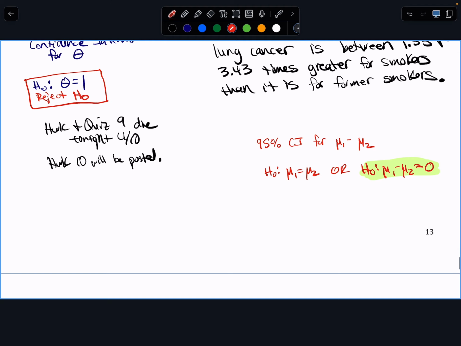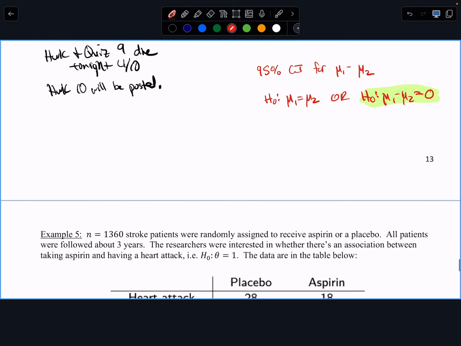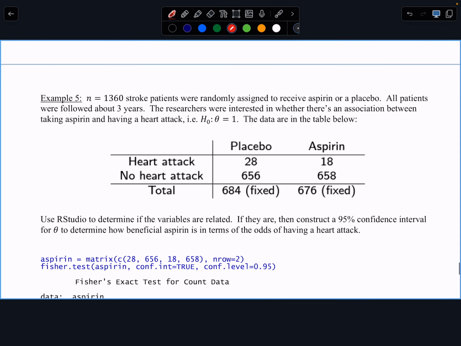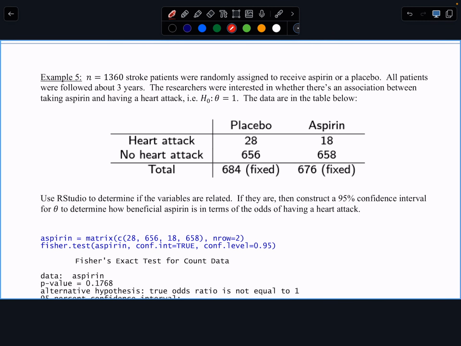So let's continue with the last example in this section, which is example 5. So this is a different scenario. All the others were based off of the smokers and former smokers, right? Here we have a randomized controlled trial, right? It says N equals 1,360 stroke patients were randomly assigned to receive aspirin or placebo, right? So this is an experiment here. In the last example, we had an observational study.